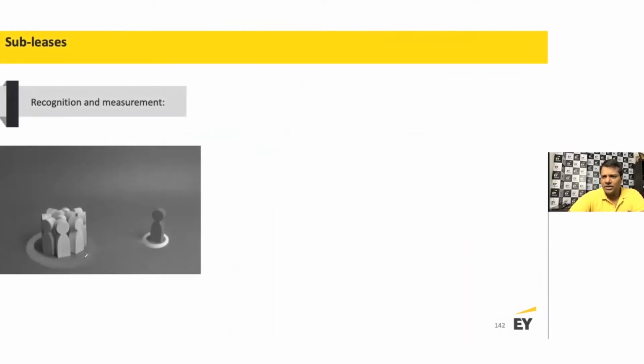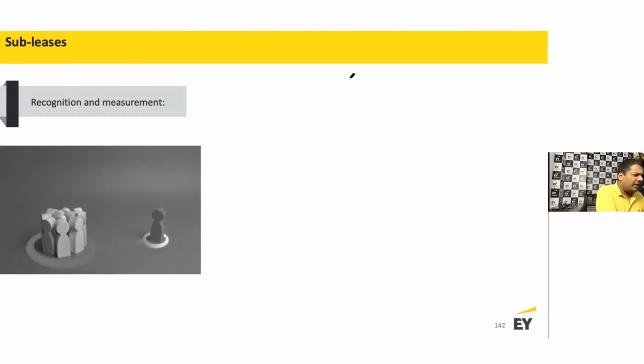So how do you deal with the recognition and measurement for the sublease? You have to look at whether it's a finance sublease or an operating sublease, because the intermediate lessee is now operating as an intermediate lessor. He's the owner of the asset in a way for that period, and now he's subleasing it. So when evaluating the sublease, I become the lessor in that arrangement. So how do I account for it?